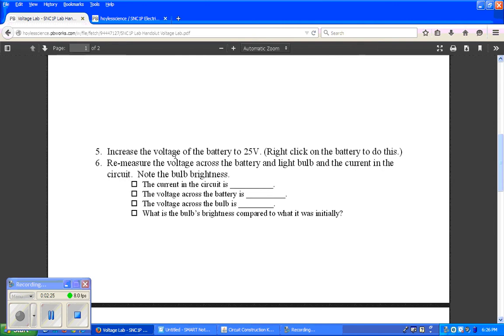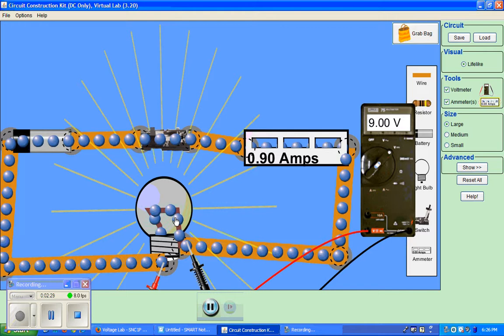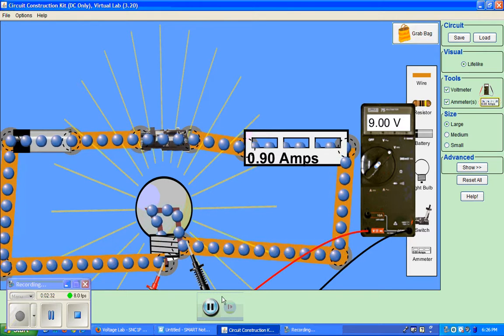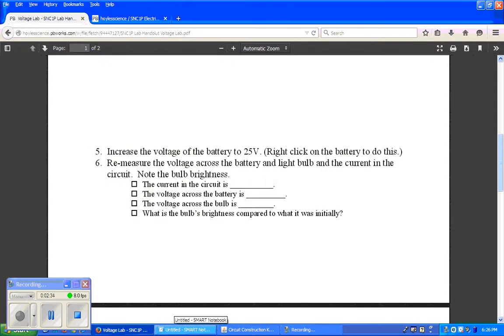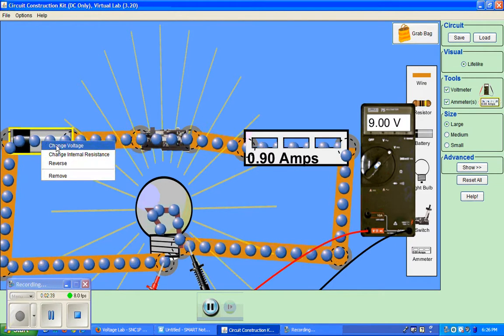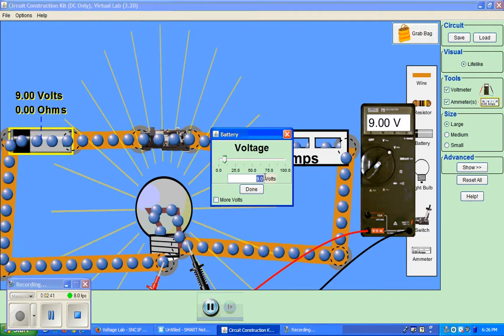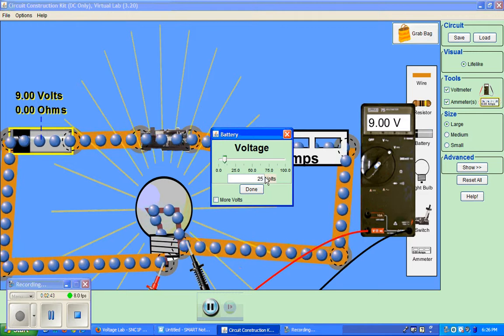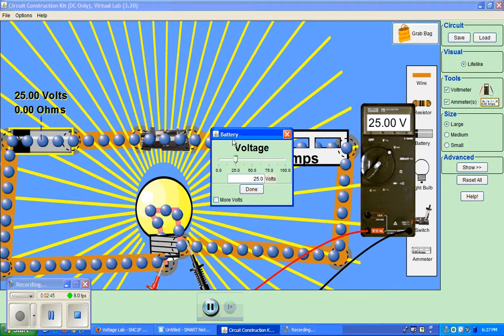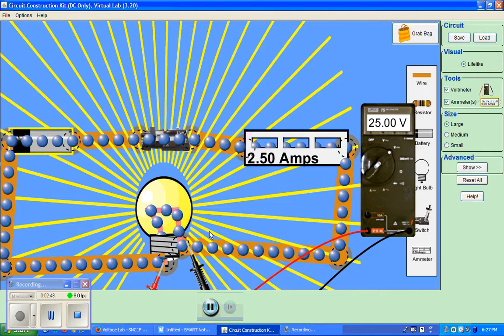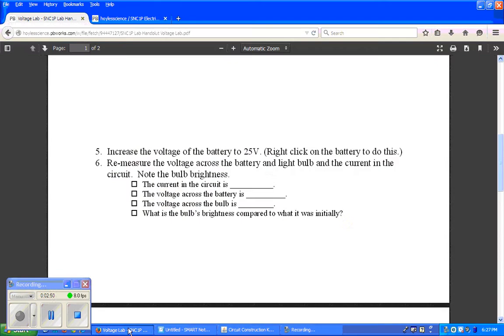Question 5, increase the voltage of the battery to 25 volts. Okay, so we'll do that. Again, we're doing the battery here. So I right-click the battery, change voltage, and I can just highlight right there, type in 25, boom, and wow, you can see that the bulb brightness dramatically increases. Okay, so remeasure the voltage across the battery and light bulb and the current in the circuit. Again, notice the bulb's brightness.